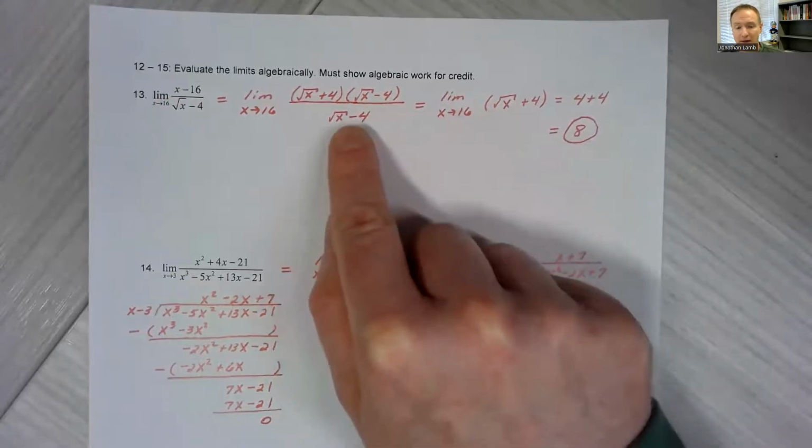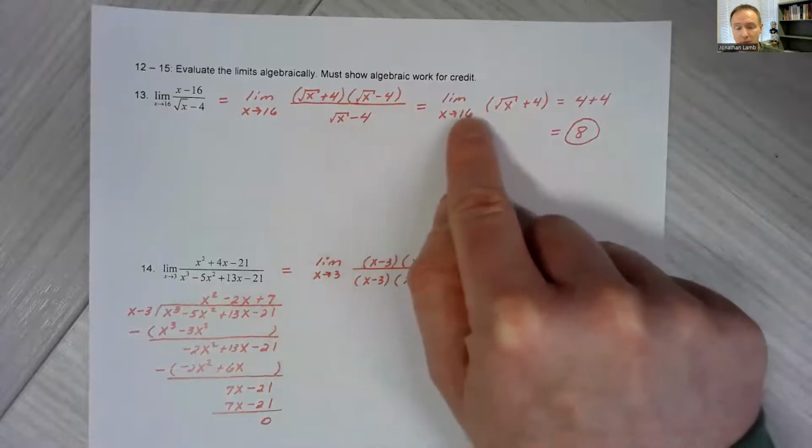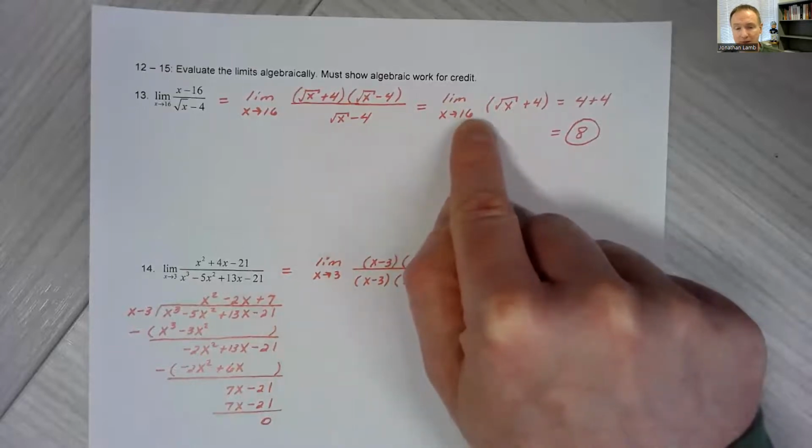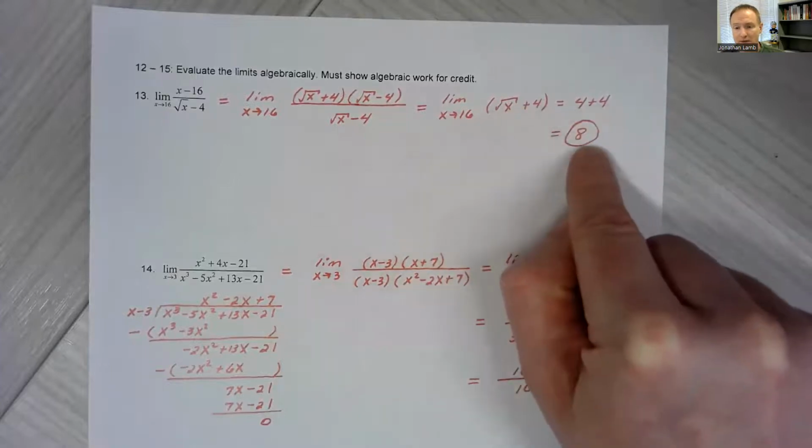Sure. Now that I got rid of that factor in the denominator that was causing the trouble, you most certainly can plug the 16 in. You'll get the square root of 16 is 4. 4 plus 4 is 8.